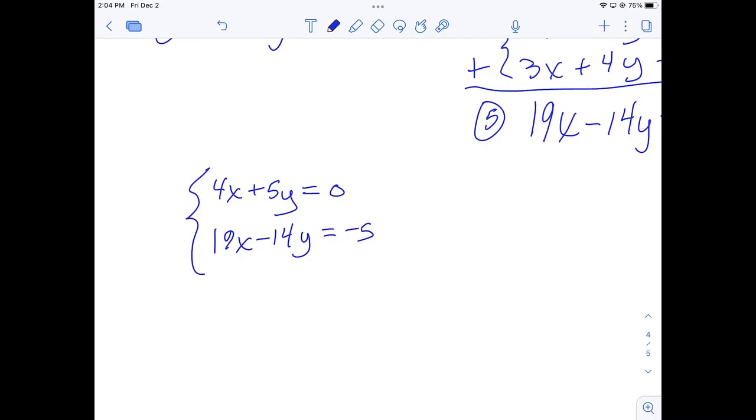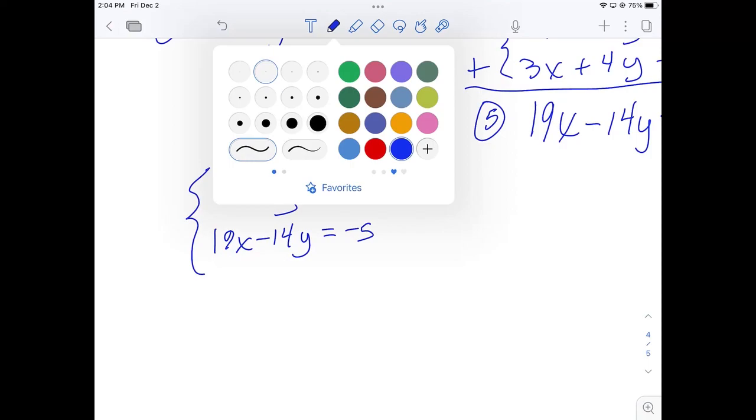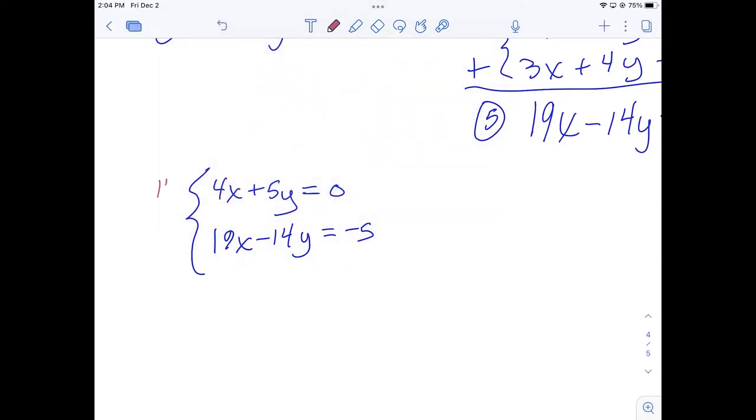Which variable would be easier to get rid of? The y, yeah, maybe the y because they're opposite signs, right? But there's not going to be any convenient number. So here's what we're going to do. When in doubt, you can always multiply by the other number. That's a 14, so I'll multiply the top by 14. That's a 5, so I'll multiply that by 5. And because they're already opposite signs, I don't need to multiply one of them by a negative. Now, I might have to do some stacked multiplication here. 14 times 4.